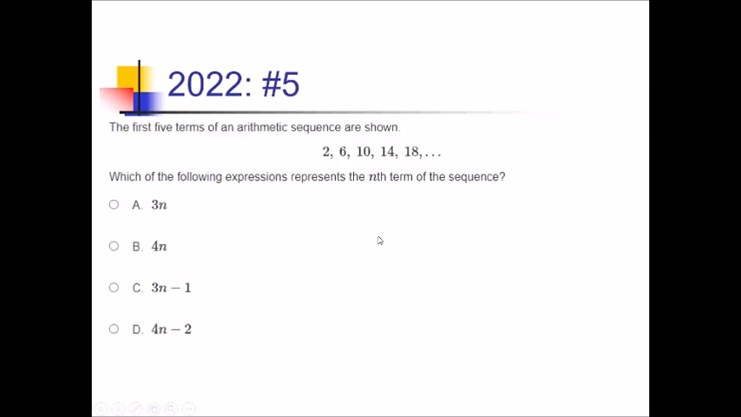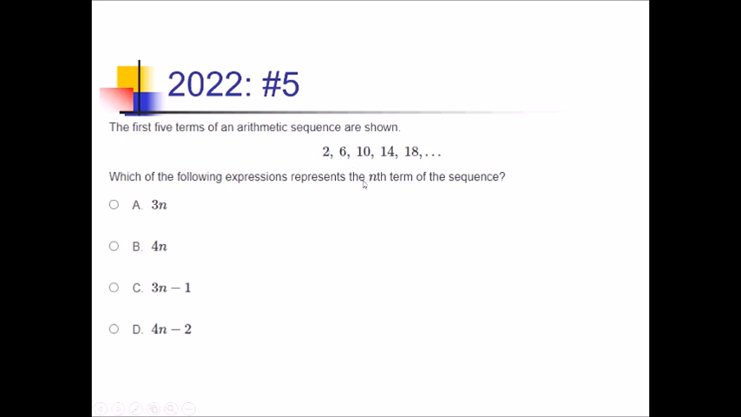For this problem, we're given 5 terms of an arithmetic sequence, and we want to know which of these expressions gives us the nth term of the sequence. So if you know nothing about arithmetic sequences, you still could do this problem. You just have to start plugging 1, 2, 3, 4, and 5 into these expressions to see what gives you this list of numbers here.